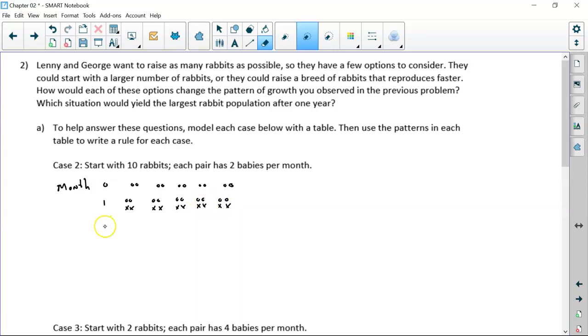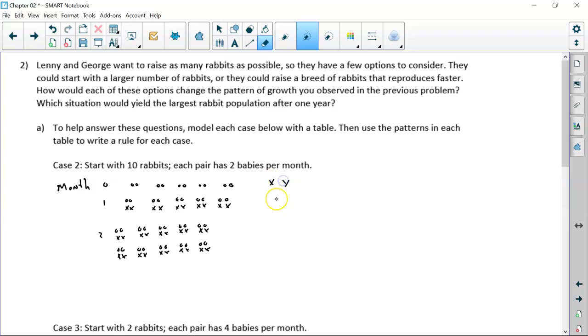Okay. Now in month 2, we have 1, 2, 3, 4, 5, 6, 7, 8, 9, 10 sets of parents. So 2 parents, 2 offspring, that's 1. 2 parents, 2 offspring, that's 2. 3, 4, 5, 6, 7, 8, 9, 10. That's a lot of parents and offspring. I don't want to write any more of these. That's just way too much work.